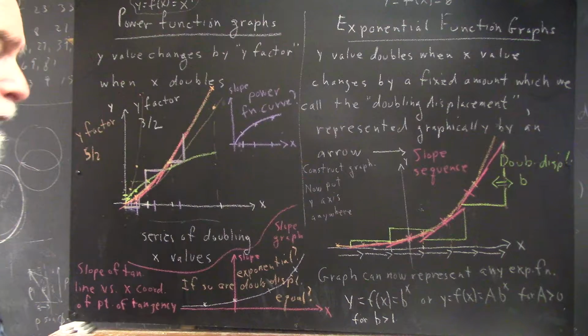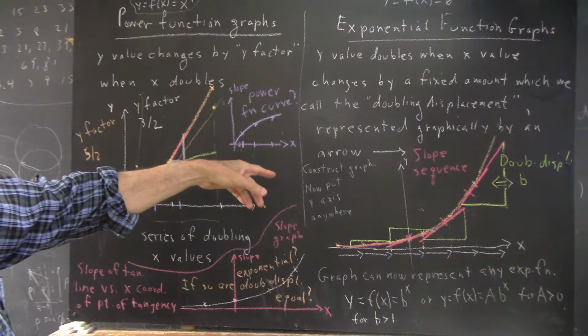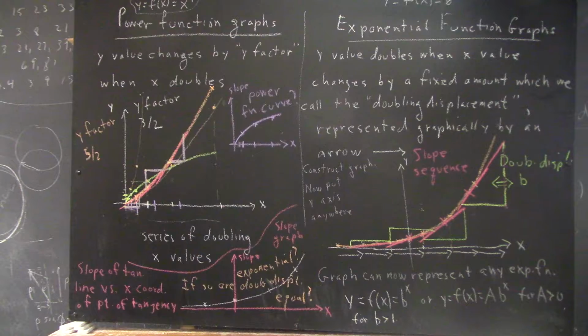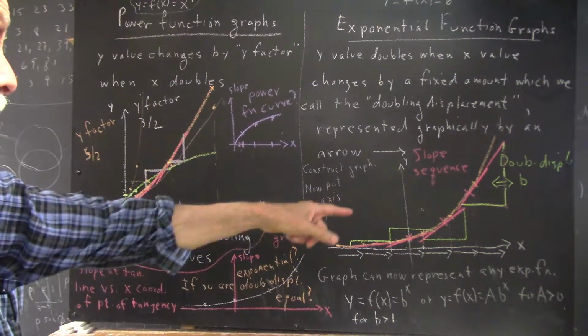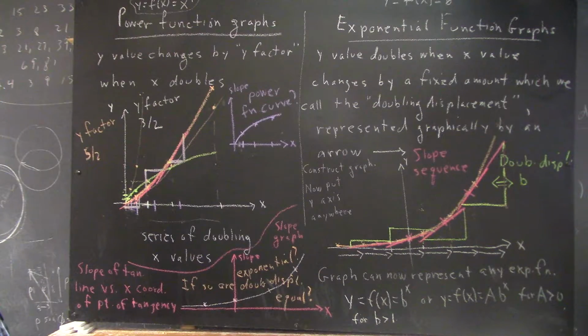And those are things you don't need to get too deeply into, just some observations. The bottom line here is, can you construct this curve? And if so, can you test whether it's a power function curve? And can you construct the exponential curve and test whether it's exponential, and if so, whether it has the same doubling displacement?